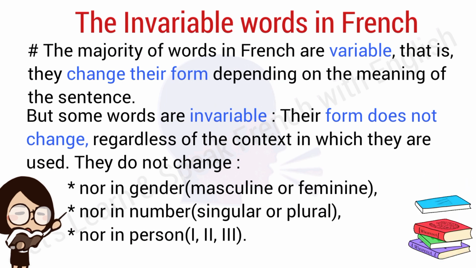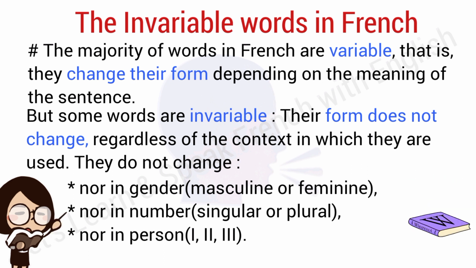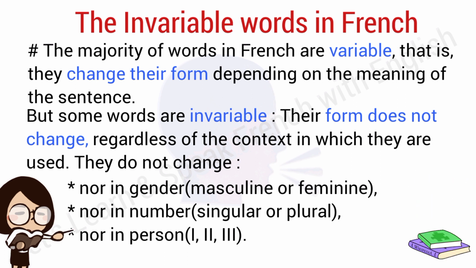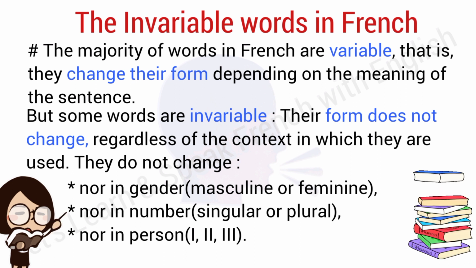So the majority of words in French are variable. That means they change their form depending on the meaning of the sentence. But some words are invariable. That means their form does not change regardless of the context in which they are used. They do not change in gender, nor in number, nor in person. So the invariable French words always have the same spelling as well as the same pronunciation when they are used in any context.